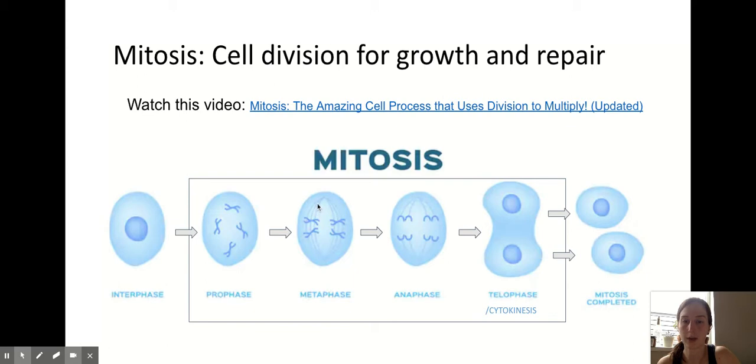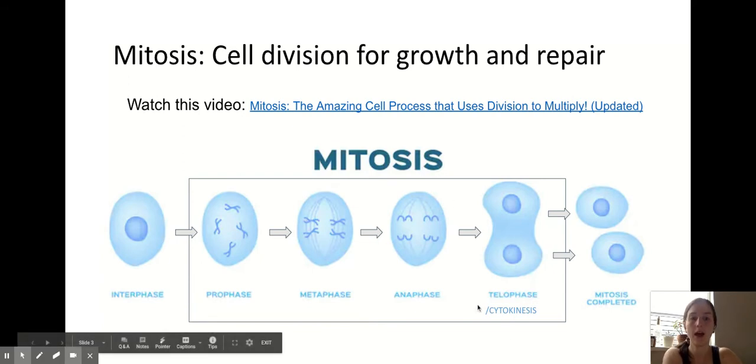Those are spindle fibers. And those are put out by, if you remember the organelle stuff that we talked about earlier, the centrioles. So those send out spindle fibers, and those spindle fibers then, in anaphase, pull those chromosomes apart to opposite ends of the cell. And then telophase cytokinesis here.